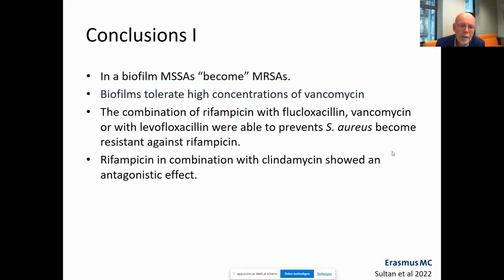Coming to my first conclusions: biofilms of MSSAs become MRSA, at least under the conditions tested, and the strains, of course. Biofilms that we tested can tolerate high concentrations of vancomycin. Combination of rifampicin, flucloxacillin, and vancomycin prevents rifampicin resistance. Rifampicin in combination with clindamycin shows antagonistic effects.